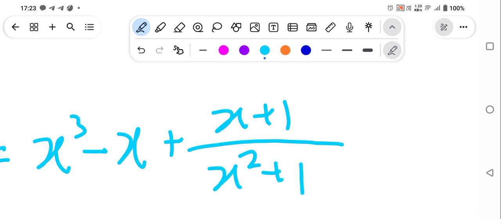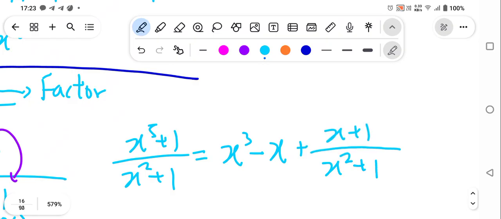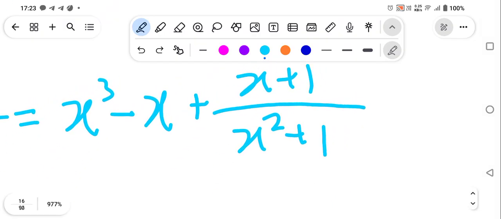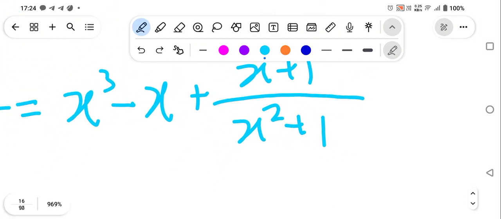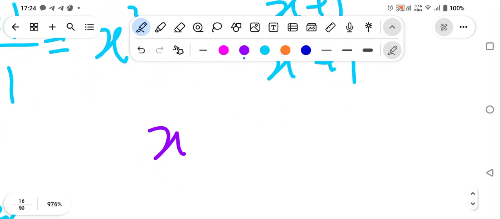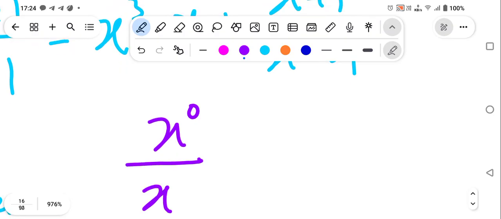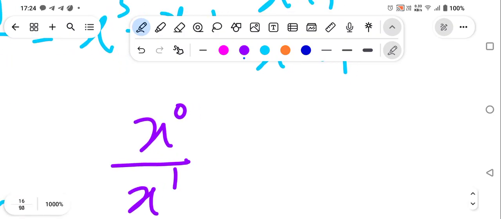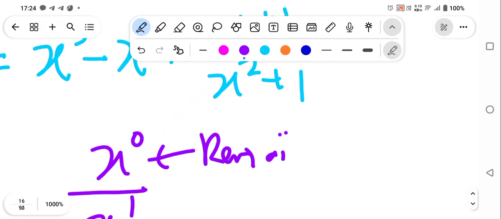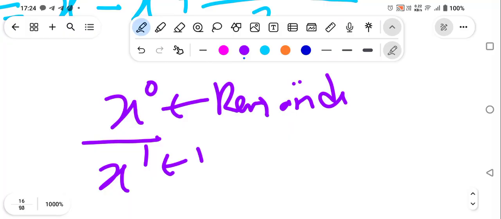Nice. So that's all what we do. Even though you have an x over here, as long as the power is not square, it's okay, because it counts as a remainder as long as the power is less than. So a very clear example is 1 over x. You see, 1 is x power 0, and x is x power 1. So this is a remainder, while this is a factor.